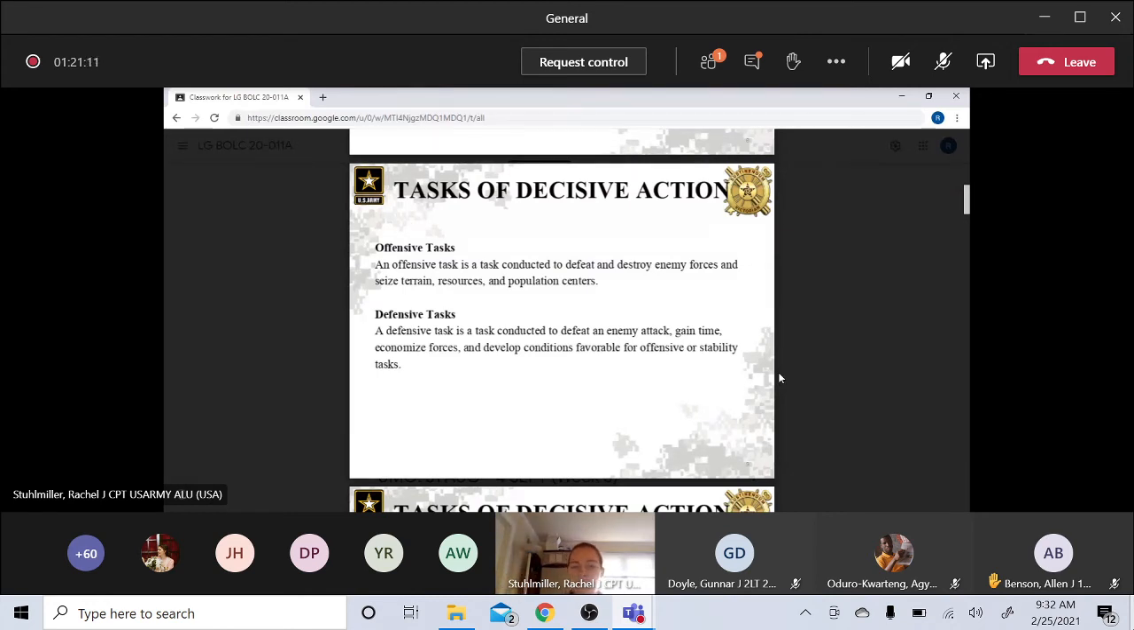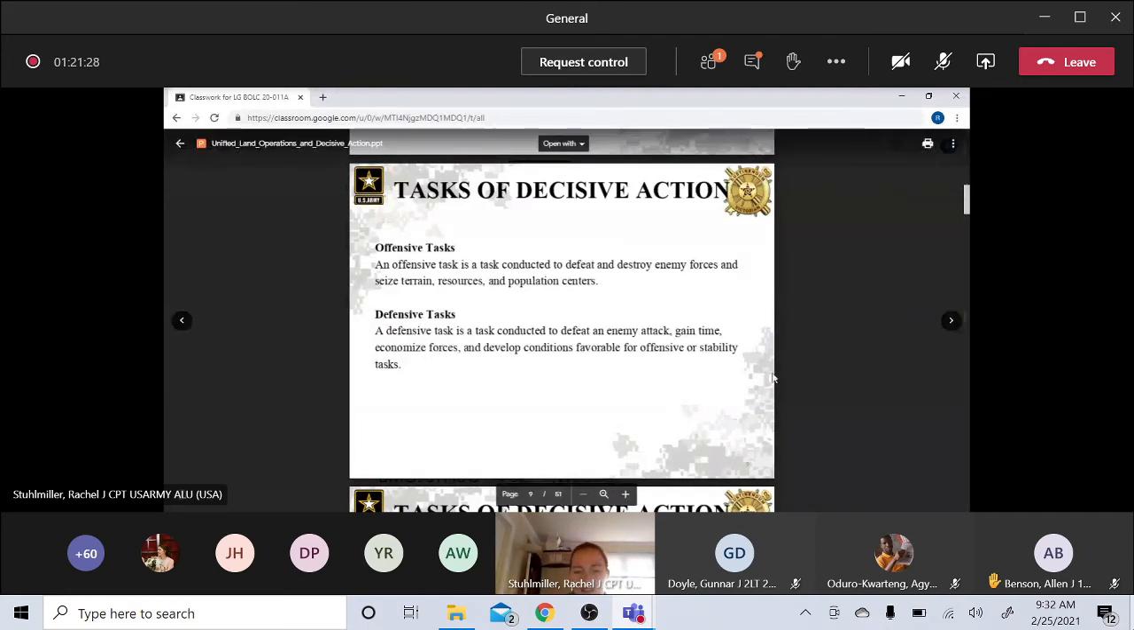Now, what about defense? A defensive task is designed to defeat an enemy attack, gain time, economize forces, and develop favorable conditions for the offense. So we need to defeat an enemy attack, offense versus defense. Those are really our fundamentals.